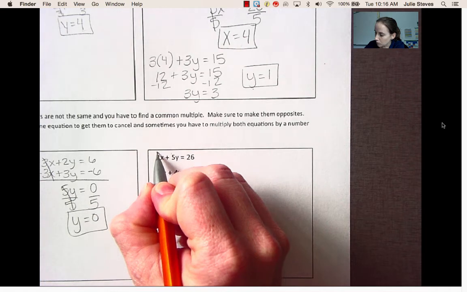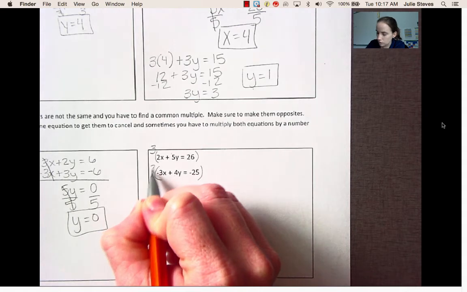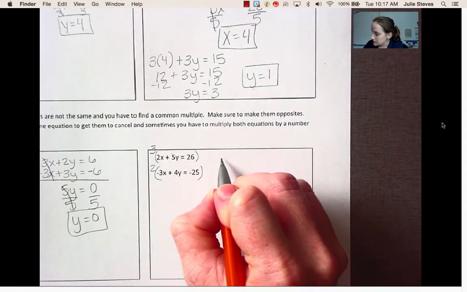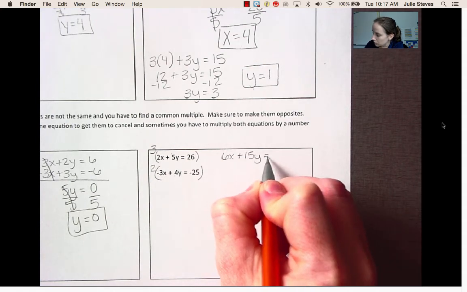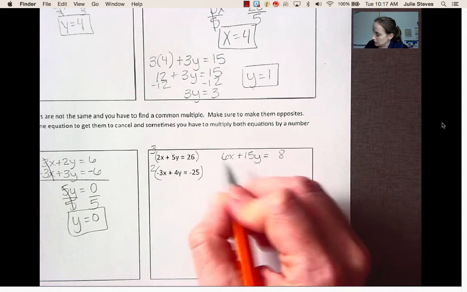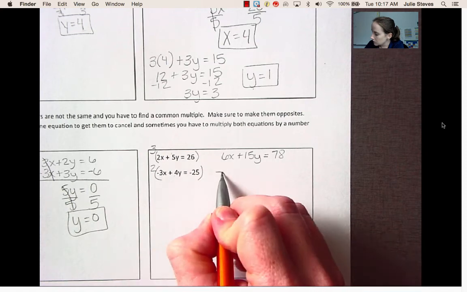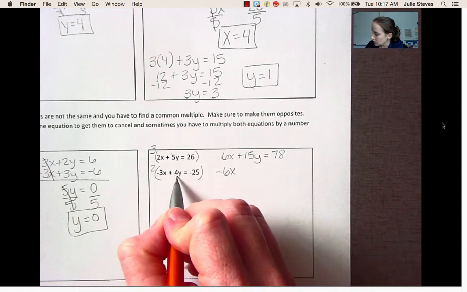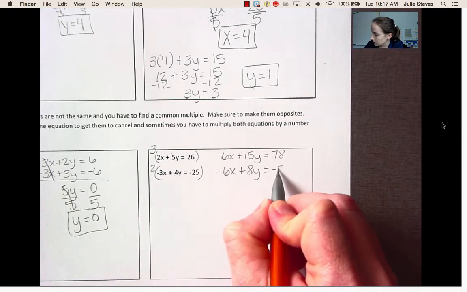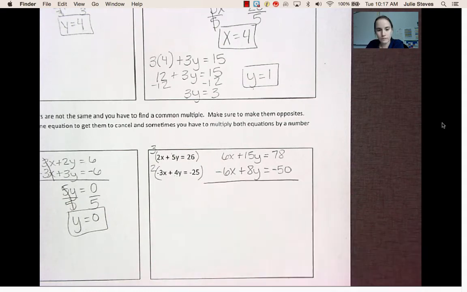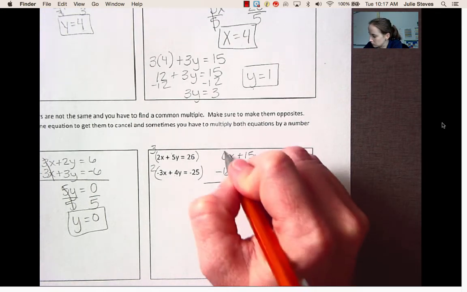And so I'm going to have to multiply this whole equation here by 3 and this entire equation here by 2. So I'm going to get 6x plus 15y equals 78. And here I'm going to do -6x plus 8y equals -50. The 6x and the negative 6x, when combined, they cancel. They make 0.